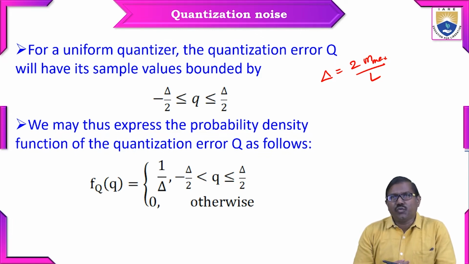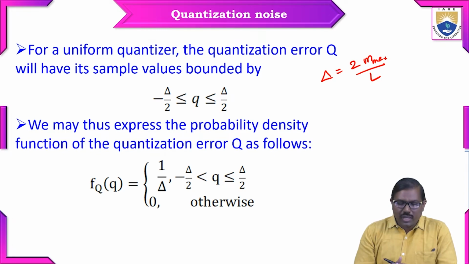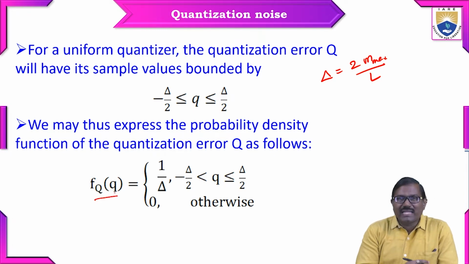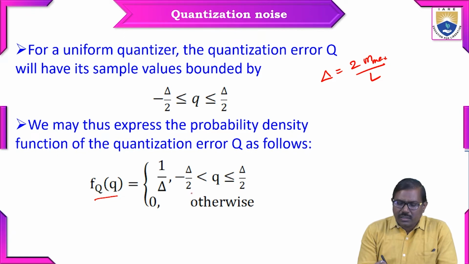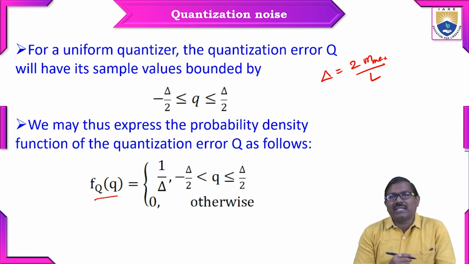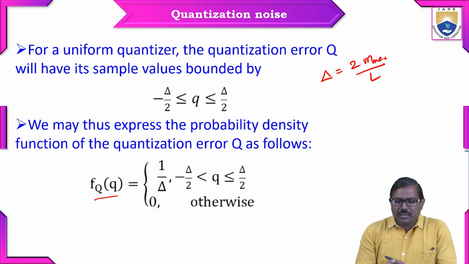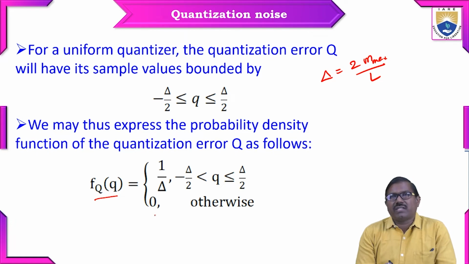We may express the quantization error as a probability density function. f_Q(q), the probability density function of the quantization error, is equal to 1 by delta in the region minus delta by 2 to plus delta by 2. Otherwise, this density function is 0.